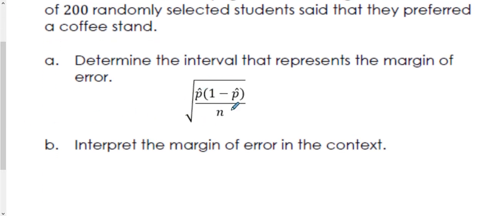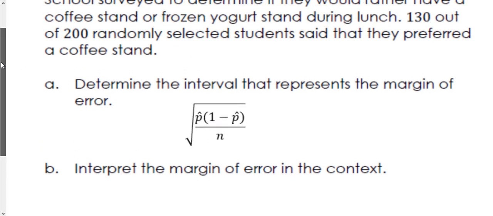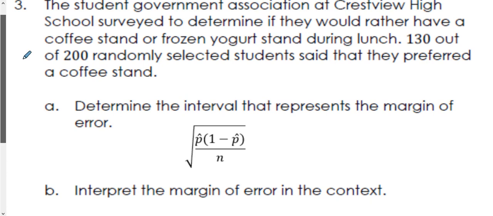So we're going to go ahead and do this particular thing here, all right? The P hat is the proportion of students, and I guess we're going to go with coffee stand because that's the one they said. So 130 out of the 200. We could take this formula here and say, all right, 130 out of 200. That would be the proportion of students that preferred the coffee stand.